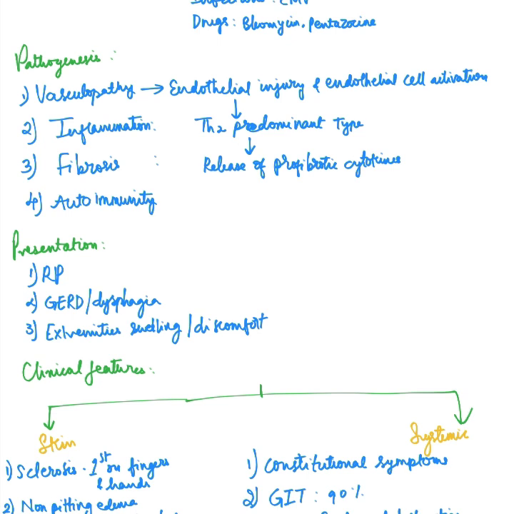These profibrotic cytokines cause increased collagen deposition, they cause release of fibroblasts, which cause further collagen deposition in the skin and viscera. And the fourth step is autoimmunity, where various types of innate and adaptive immune responses occur, followed by an autoimmune response.